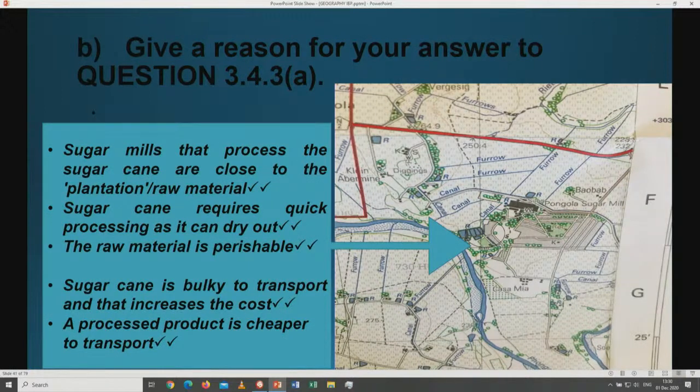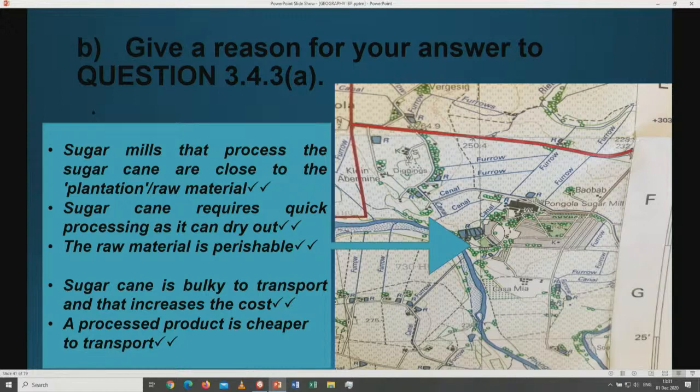If they ask you to give a reason for your answer in that question, the reason is because sugar mills that process the sugar cane are close to the plantations, which is the raw material. Sugar cane requires quick processing, as it can dry out. Actually, the raw material, which is sugar cane, is perishable. Remember, the sugar mill is producing what? Sugar. The sugar that we use every day in the morning in our breakfasts, teas, or whatever that we are eating.